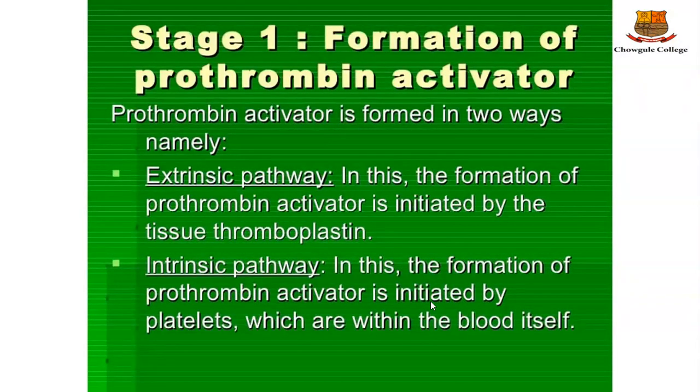Stage 1 includes formation of prothrombin activator. There are two pathways by which this takes place. One is the extrinsic pathway and the other is the intrinsic pathway. In the extrinsic pathway, the formation of prothrombin activator is initiated by tissue thromboplastin. And in the intrinsic pathway, the formation of prothrombin activator is initiated by platelets, which are within the blood itself.